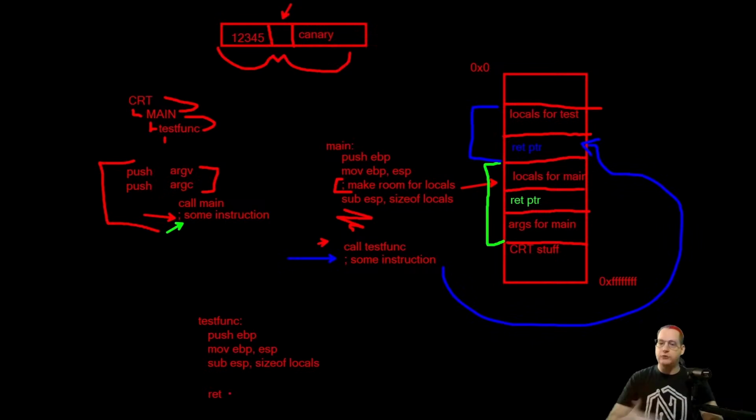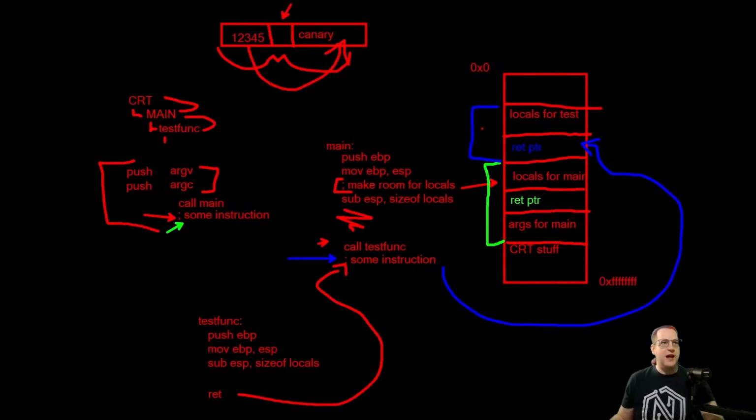That's how we know where to go back to. And if everything has been correct, that will return us back to this instruction here. But if we've somehow overwritten this value, for example, if our array here overwrites this canary and keeps going, we'll also see that we've overwritten all of our locals and potentially this return pointer.